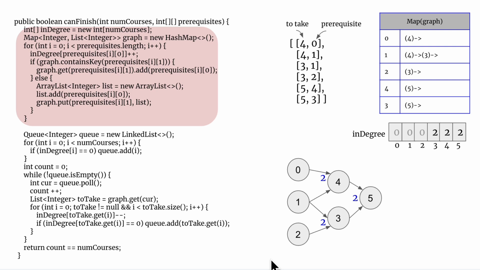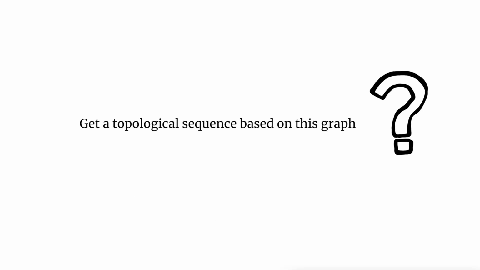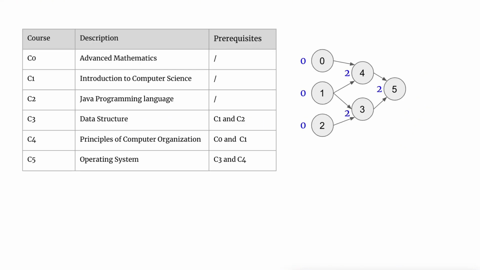Here, we implement an adjacency list using a hash table. So what do we do? In the second half, we want to get a topological sequence based on the graph. Let's record our course selection plan example. In topological sorting, we follow this process.